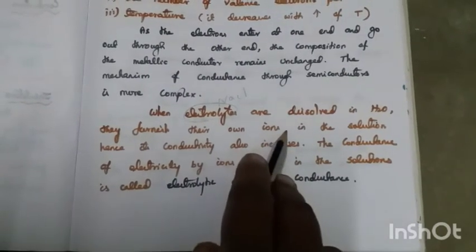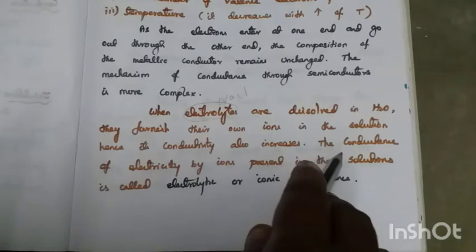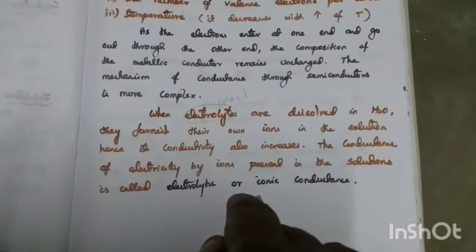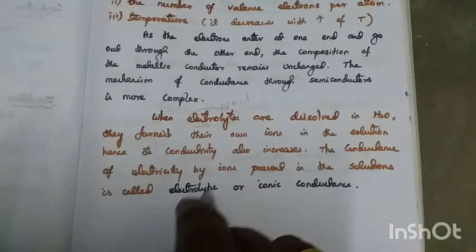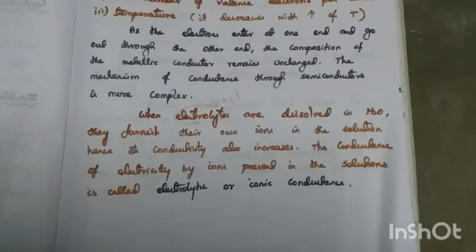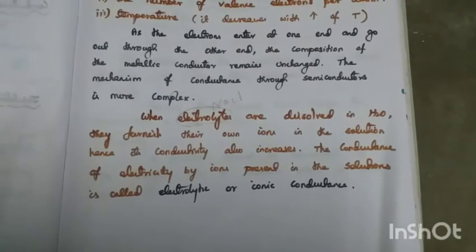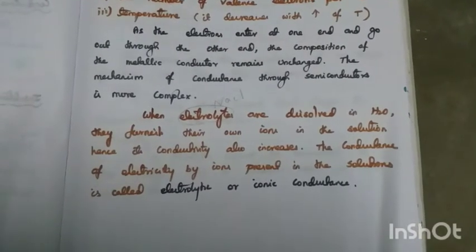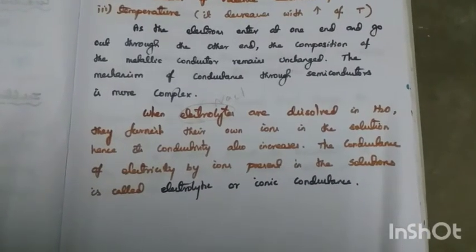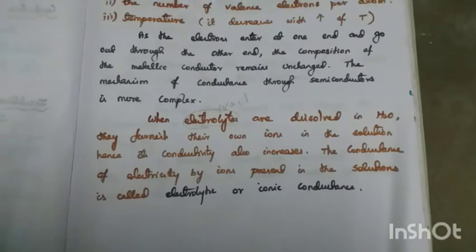That means as the number of ions increases, conductivity increases. The conductance of electricity by ions present in the solution is called ionic conductance or electrolytic conductance. What is electrolysis? We have an electrolyte which has a tendency to dissociate into ions. Due to the movement of the ions, that solution conducts electricity. That type of conductance is called electrolytic or ionic conductance.